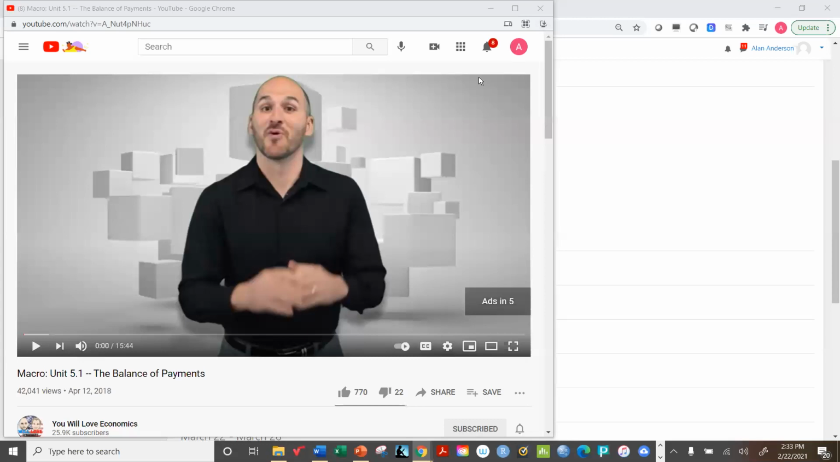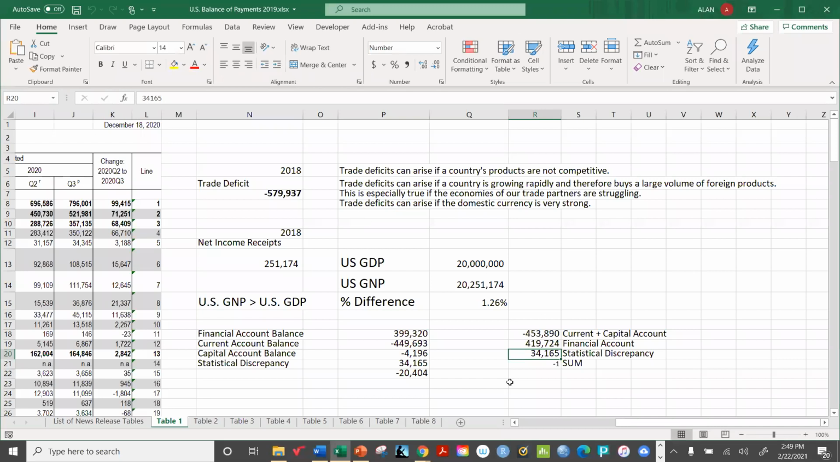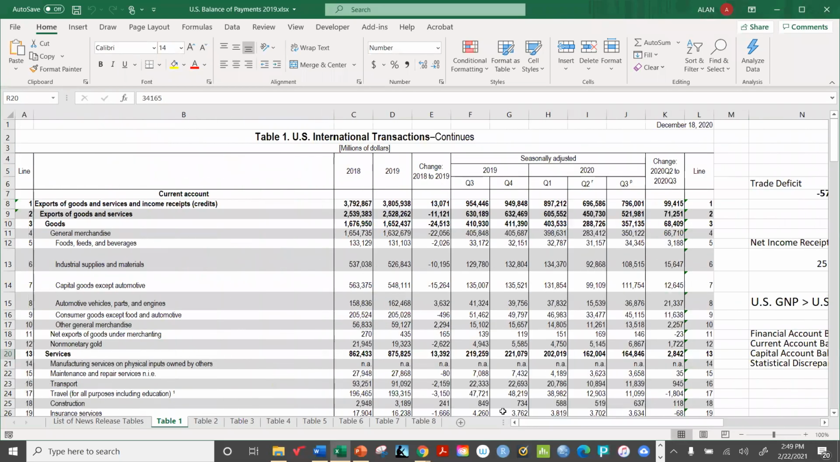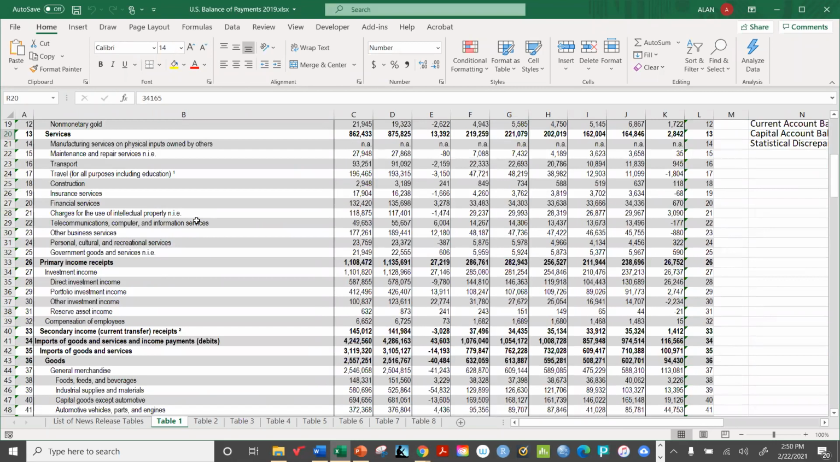Now, remember last time we were looking at the actual balance of payments accounts that I downloaded from the internet for the year 2019. I did want to point out, though, that the video is apparently a little bit outdated. They mentioned the current and the capital account. That used to be the way it worked.